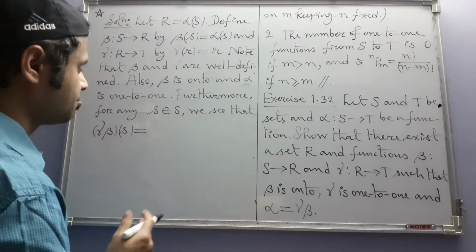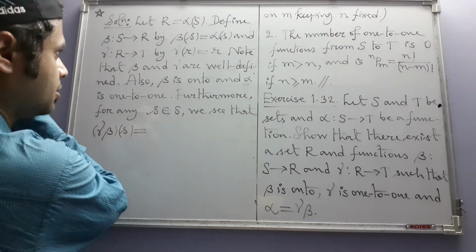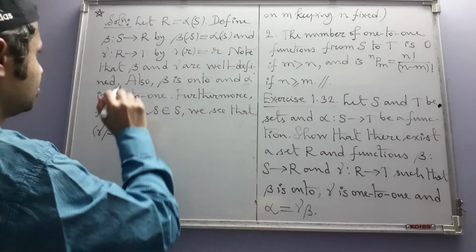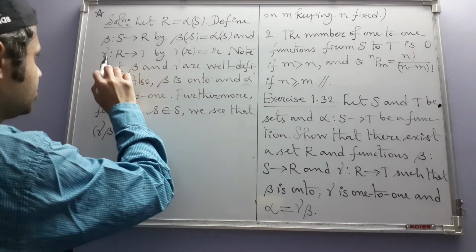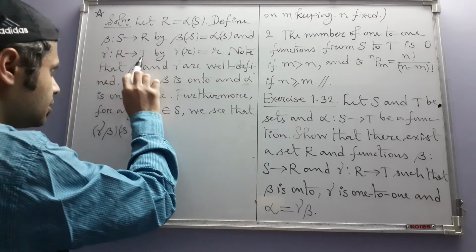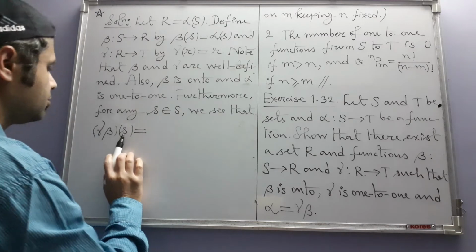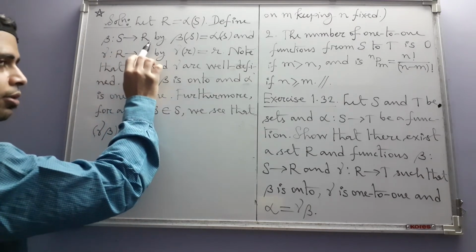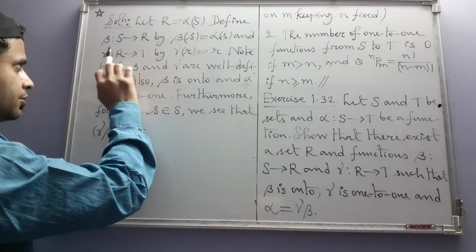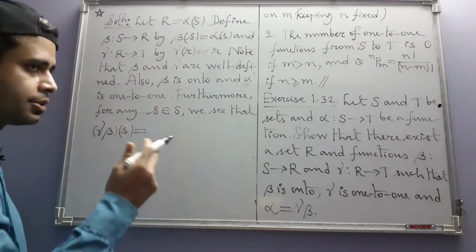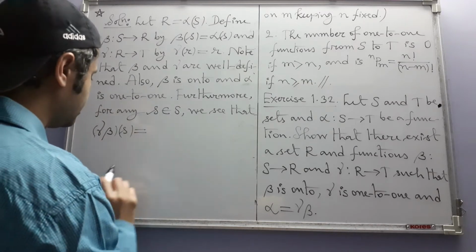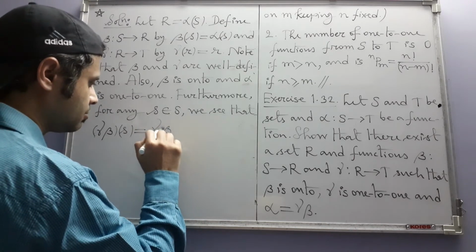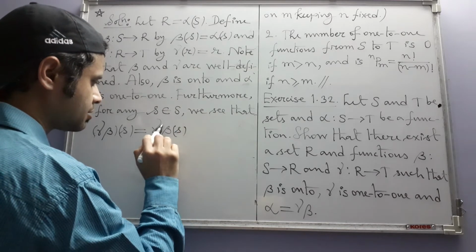Gamma beta is written because beta gamma does not make sense. Gamma beta is the composition of beta and gamma, which will map S into T. You take any element of S, first you apply beta, you go to R, and then on that element you apply gamma, which takes you to T. So gamma beta of S is gamma of beta of S.